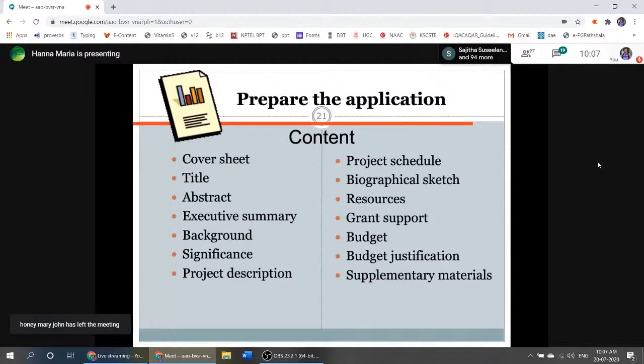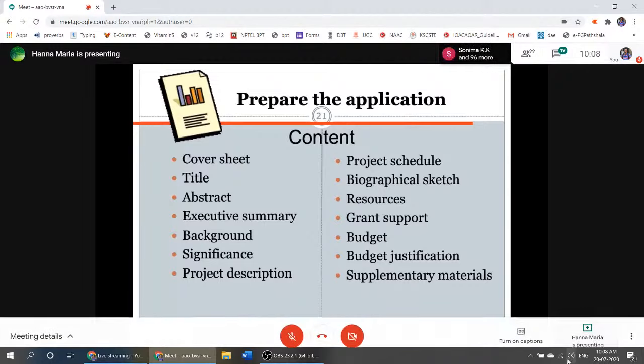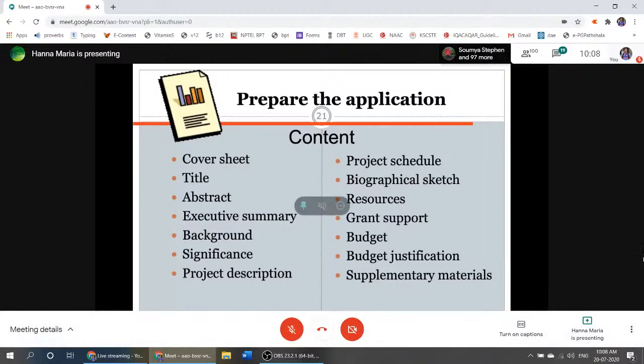What are the important points to be remembered when you make a proposal? The first one is you should have a very good cover sheet. On the cover sheet, you should mention the title of the project and all details, very briefly. You should have an excellent title, a brief abstract, an executive summary of the program, and a background review. At the end of the background review, you must say these are the gaps. Significance. Project description, what you are going to do exactly.